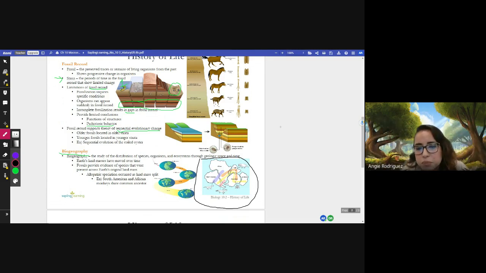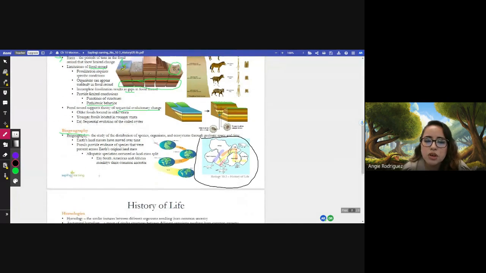Okay. But because of Pangea, right, some of our older organisms, like maybe the ones pictured below, do have something in common. They're related somehow. So they do have a common ancestor. Okay, so it says here, like I told you, Earth's land masses have moved over time, right? Tectonic plates shifted. Remember the mass extinctions that we saw in the little timeline where we saw the history of life, right? A lot of changes happened, a lot of evolution happened. So fossils provide evidence of species that were present across Earth's original landmass, Pangea, right?